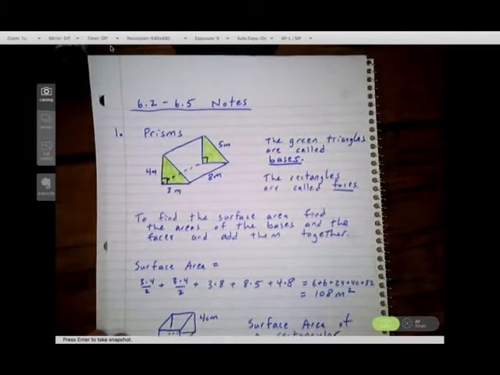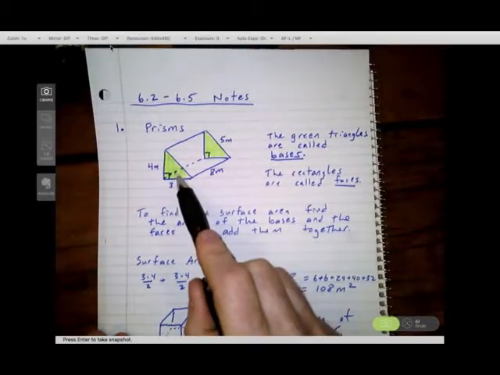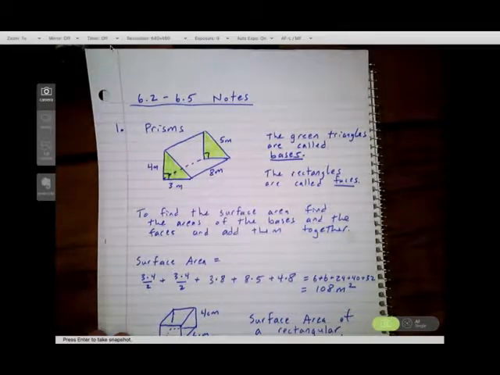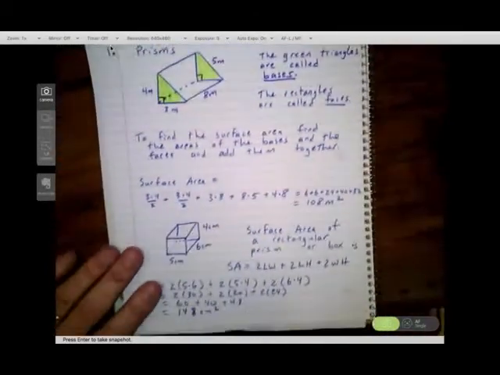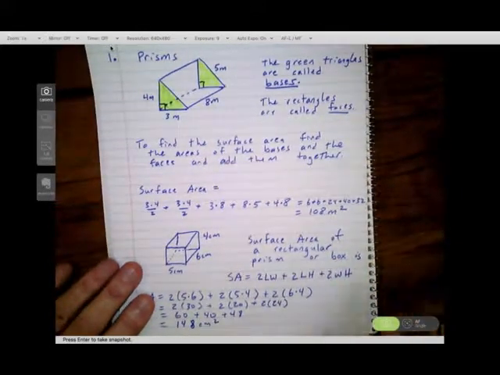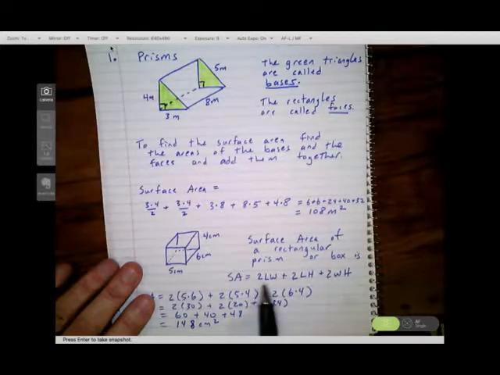Okay, so that's a prism. Because the bases are triangles, this would be called a triangular prism. Okay, the prism you're most familiar with is just a good old box or a rectangular prism. And there's a little formula for that that you're welcome to use.